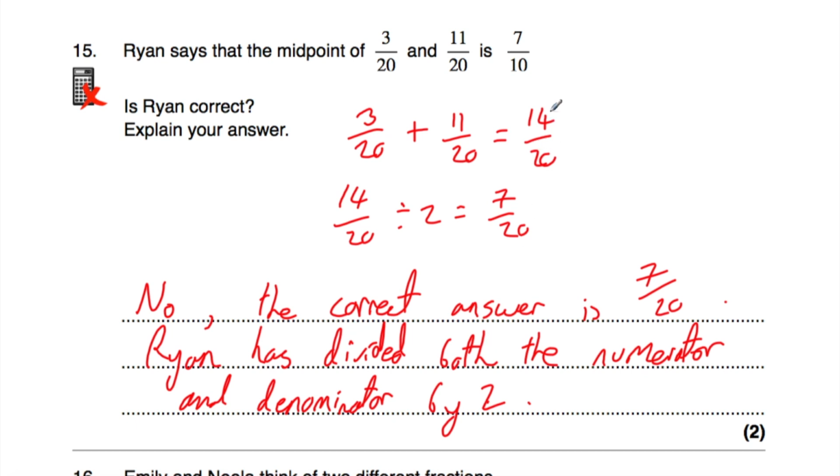Ryan has divided both the numerator and denominator by 2. So whenever he did 14/20ths divided by 2, rather than just dividing the 14 by 2 to get 7/20ths, he's actually divided the 14 by 2 to get 7, but he's also divided the 20 by 2 to get 10. So that's where he's got his 7/10 from.